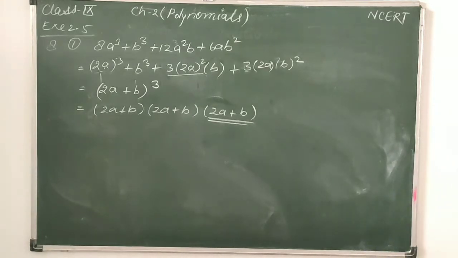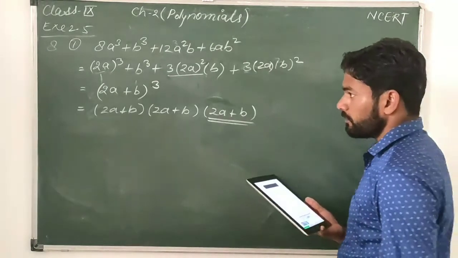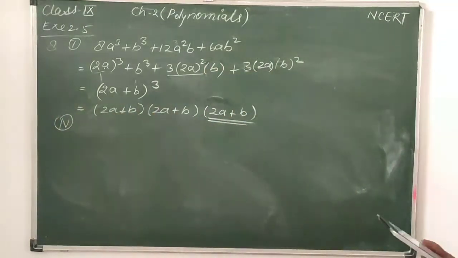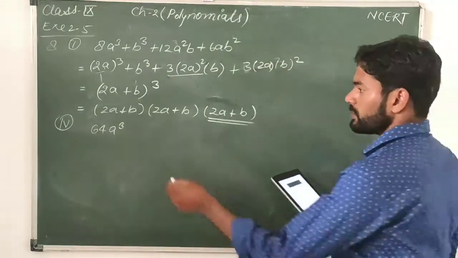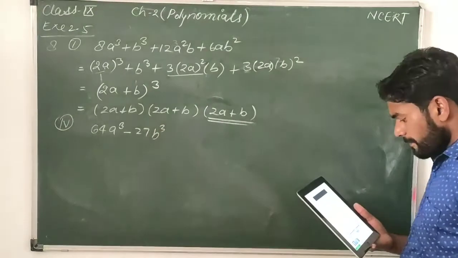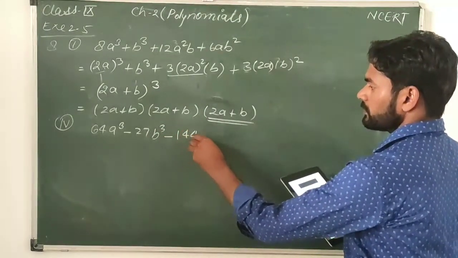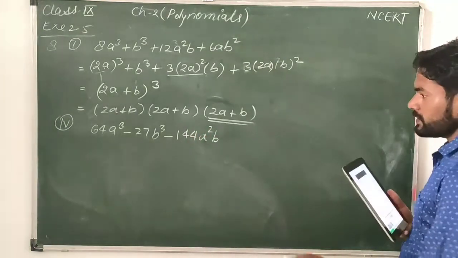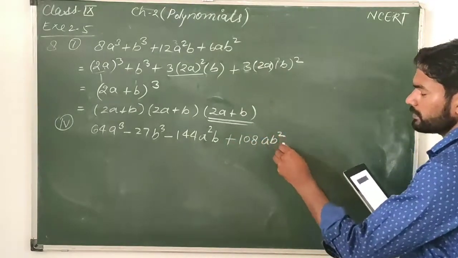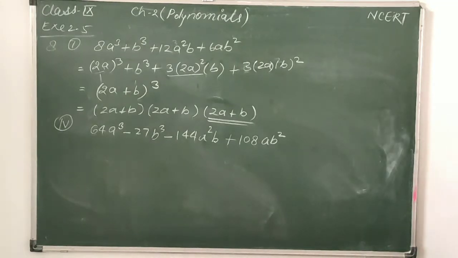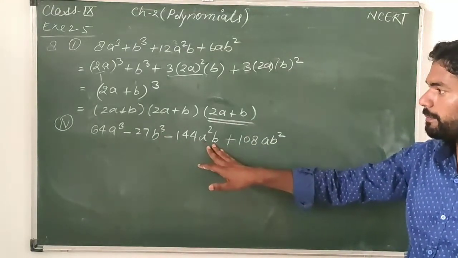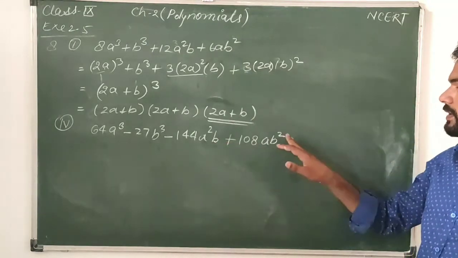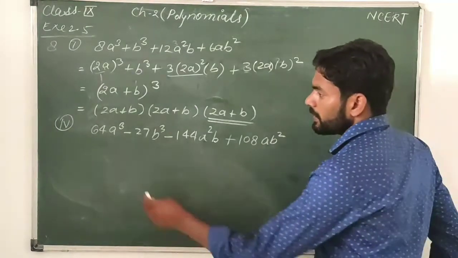Next, I am going to tell you the fourth part. 64a cube minus 27b cube minus 144a square b and 108ab square. देखो, x क्यूब माइनस y क्यूब माइनस 3x स्क्वायर y प्लस 3xy स्क्वायर, ऐसा हो सकता है, पॉसिबल है. First check for this.